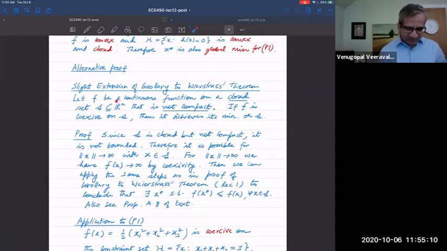So if we have a continuous function on a closed set S, which is not compact, right? Because we can make x go to infinity, we should just show that f is coercive on S, and it achieves its minimum. And so if we find a local minimum, it has to be the global minimum.